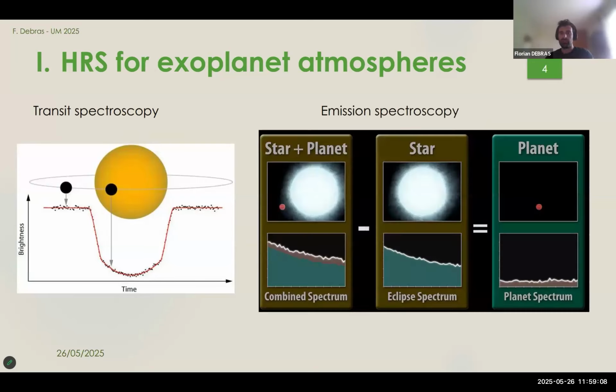The second way is through emission spectroscopy. Basically, you look at the emitted spectrum from the star and the planet, and if the planet passes behind the star, you have only the star, and if you subtract them, you get the planet spectrum. So those are the two easiest ways to get a planet spectrum, although there are some other methods.